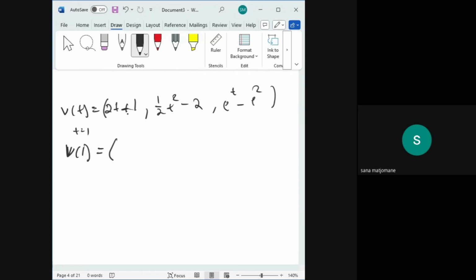So on the first one, when I put 1 where there is t, what do I find? Guys, all of you are math students. You got into engineering because you passed maths very well. So 2 times 1 plus 1, how much? 3. Then one half over 1 over 2 into 1 squared minus 2. How much is it? Negative 3 over 2. And then e minus e squared. That's it. So we found our v(1).